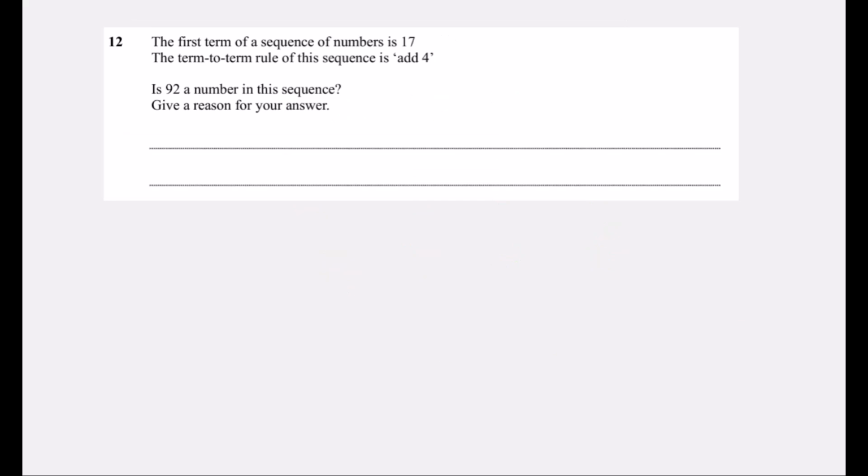Question 12. The first term of a sequence of numbers is 17. The term-to-term rule is add 4. So we start with 17, then we add 4, add 4, add 4, add 4, and so on. Is 92 a number in this sequence? Give a reason for your answer.